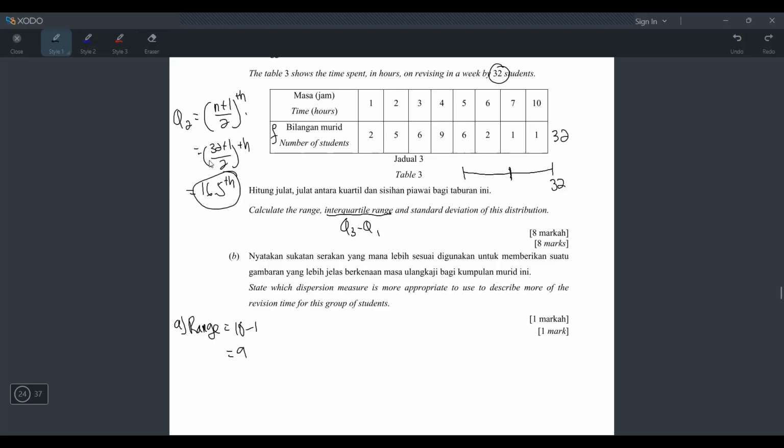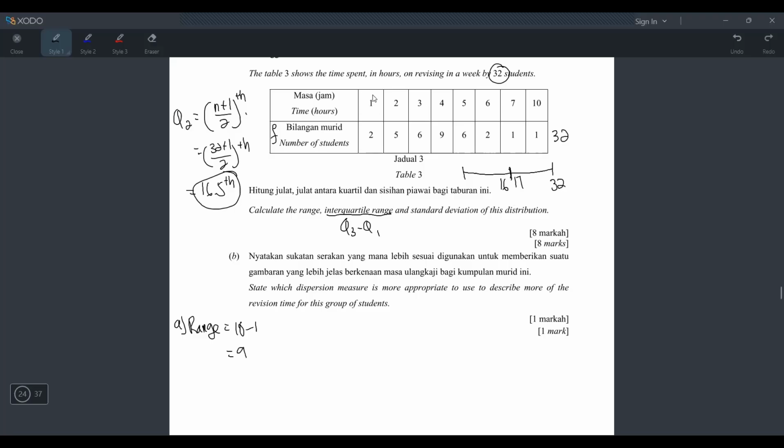But the median is not 16.5. This is not the median. This means the median is at the 16.5 position. So the half will be in between the 16th value and the 17th value. But how do we know which one is the 16th value and the 17th value? It's very easy. You just find the cumulative frequency.